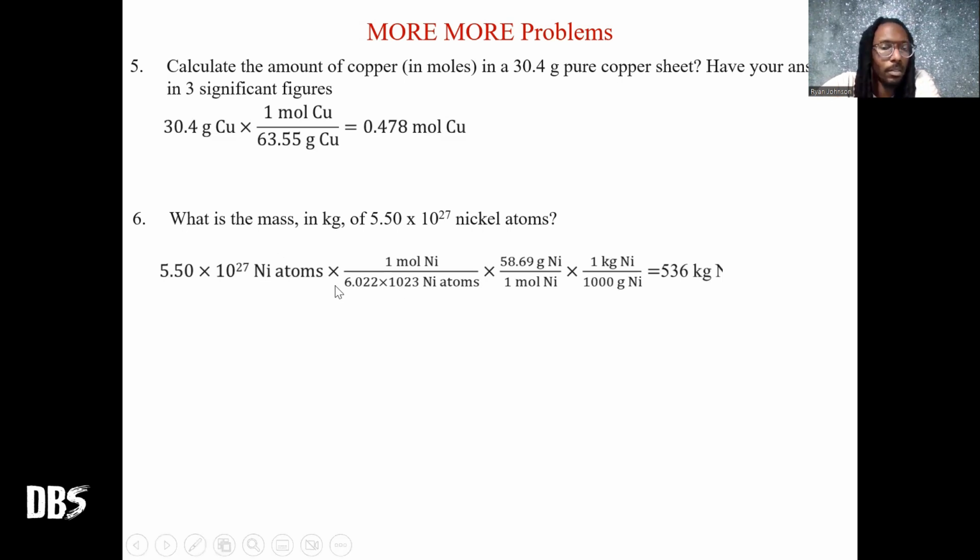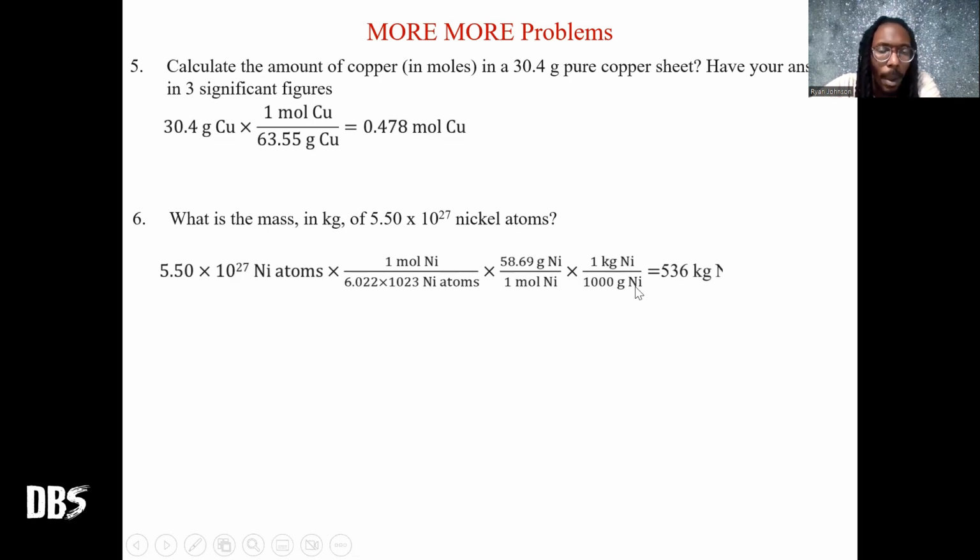So let's just review what we've done so far. We went from nickel atoms to moles of nickel using Avogadro's number, canceling out those atoms. Now we're in moles of nickel, and in order to go from moles of nickel to grams of nickel, we use molar mass, canceling out those moles. Now I'm in grams of nickel, but it's asking how do you get to kilograms? Well, for every 1,000 grams, there's 1 kilogram. So my grams cancel out here, and now I'm in kilograms.